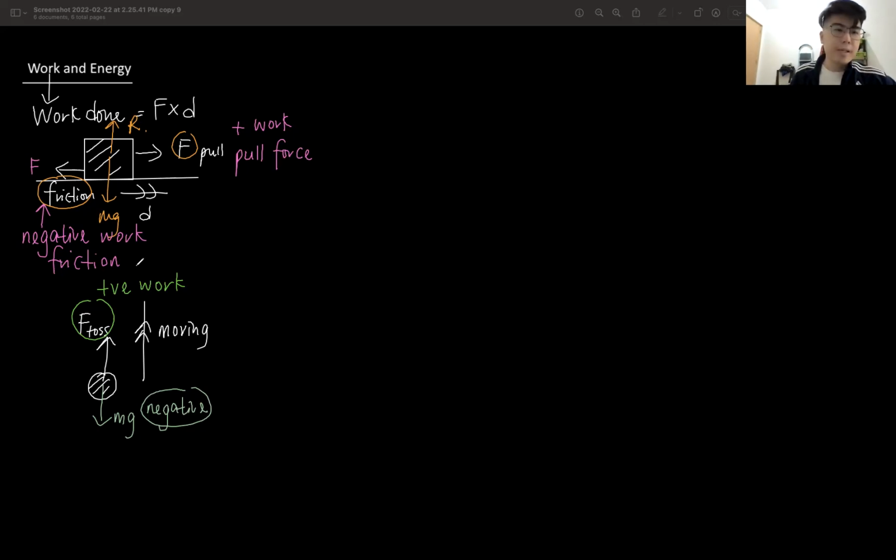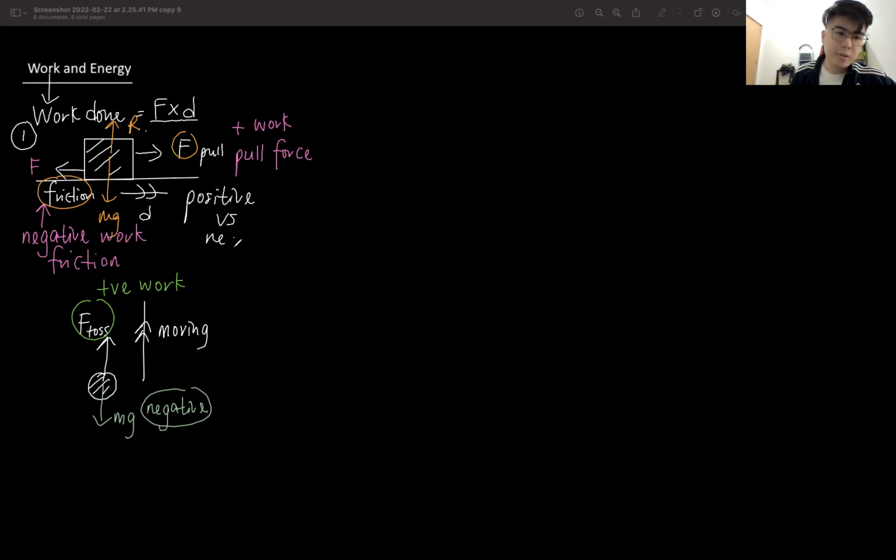So if you know this, if you understand this, then you don't need to put the cos theta in. You just remember this F times D. Whether it's positive or negative, you look at whether the direction is same or opposite. Okay, so that is the first one. Other than that one, please remember your force and the distance must be in the same line. This is the first criteria.